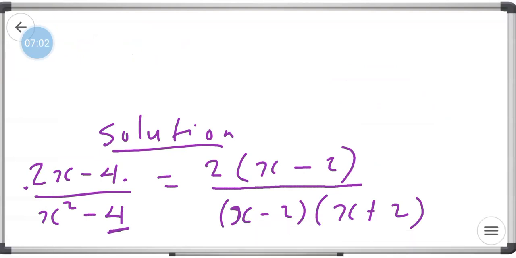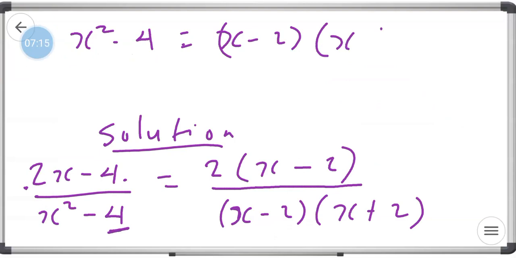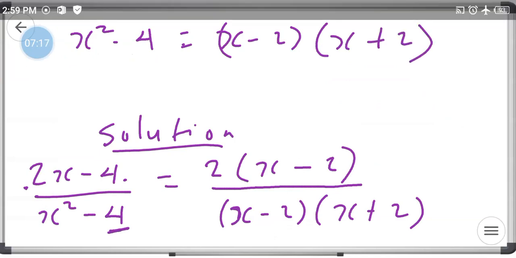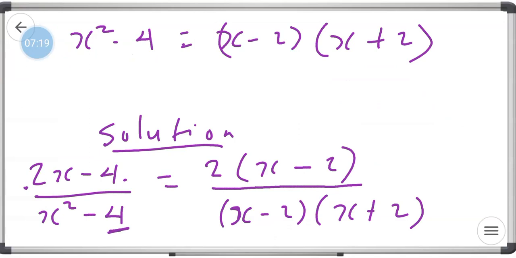Now let's look at that. x squared minus 4. Now from here, I said we'll be writing x minus 2 and also x plus 2. This is the difference of two squares. Now let's check if we'll be getting our answer back.